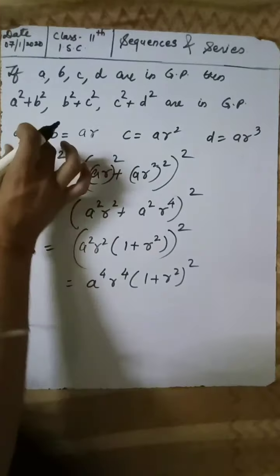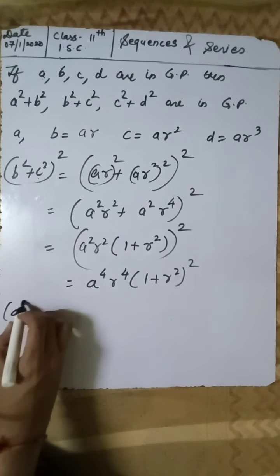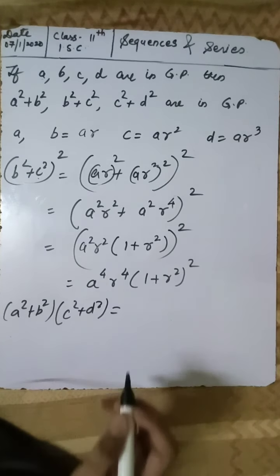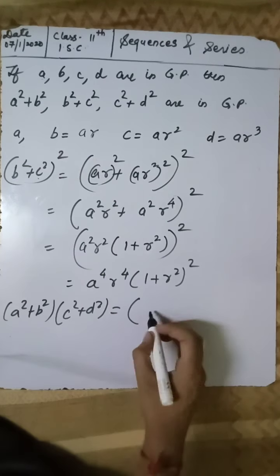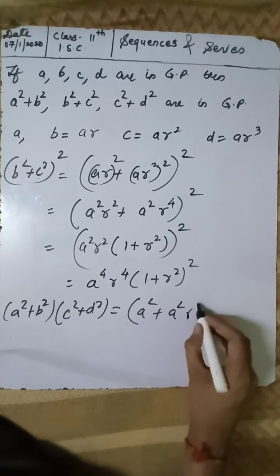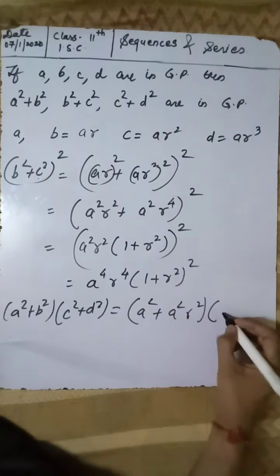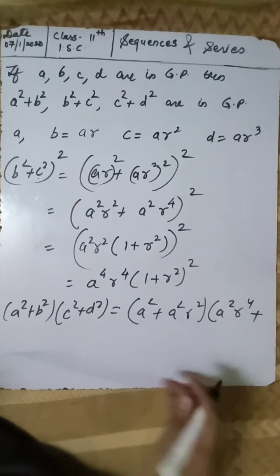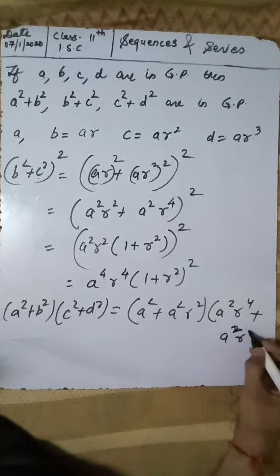Okay, now multiply what, a square plus b square and c square plus d square. So a square, what we have, a square, that is a square only. B square is what, AR, so a square r square I'm directly writing. Okay, c square is a r square, so it will be a into r to the power 4, and d square will be a square r to the power 6.